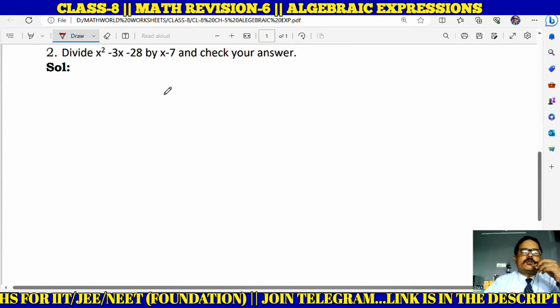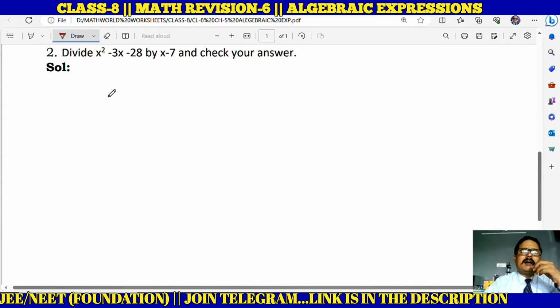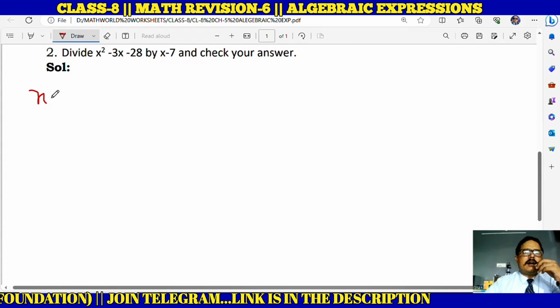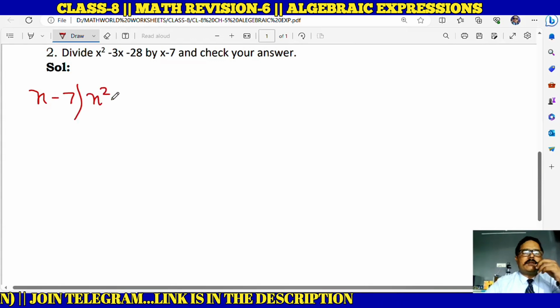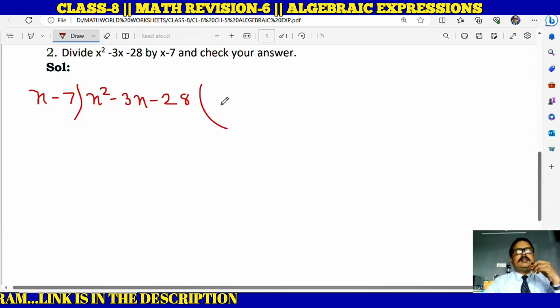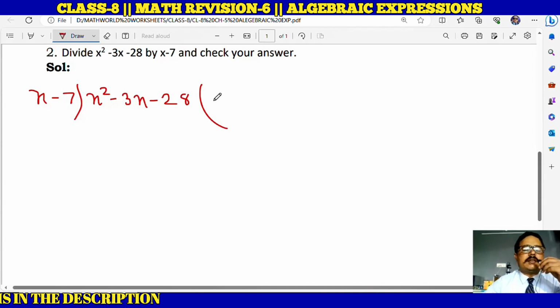The question is divide x square minus 3x minus 28 by x minus 7, and also check your answer. So dear children, the type of division is polynomial by a polynomial. So here I will show you the long division method. In this method, first we have to write the expression in this way, where you can see the dividend is written in the dividend place and the divisor is written in the divisor place, as we write in the same way in a normal arithmetic division too, right?